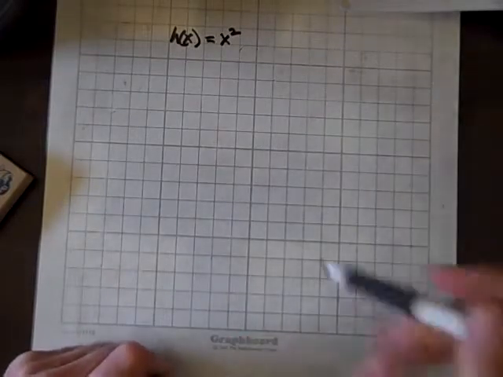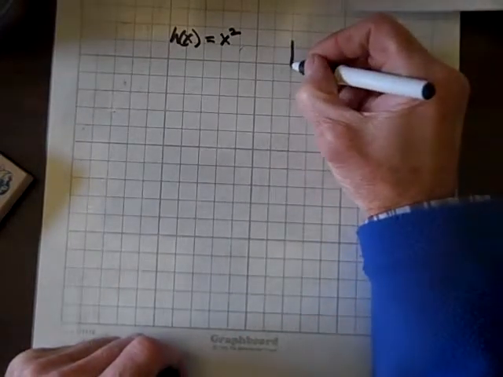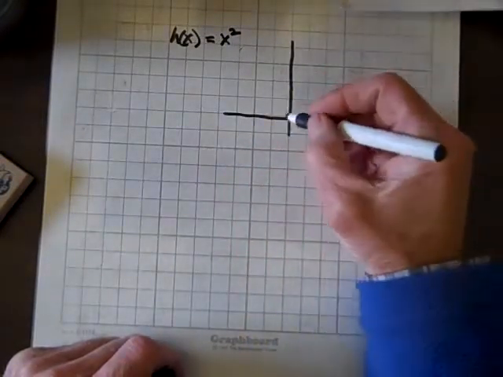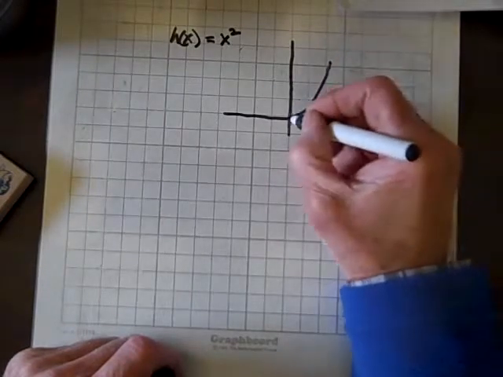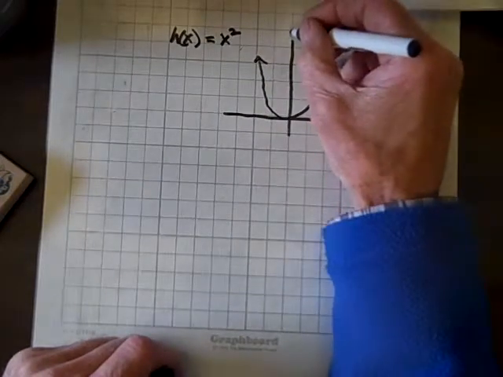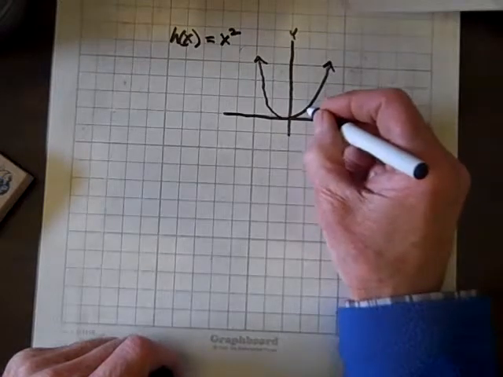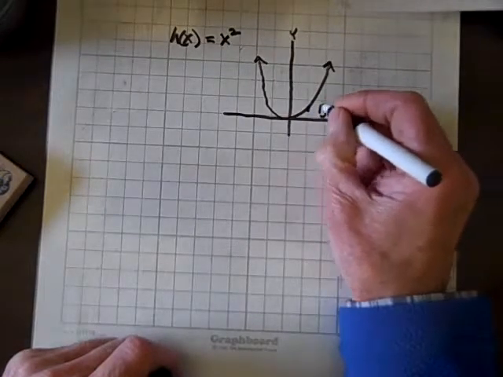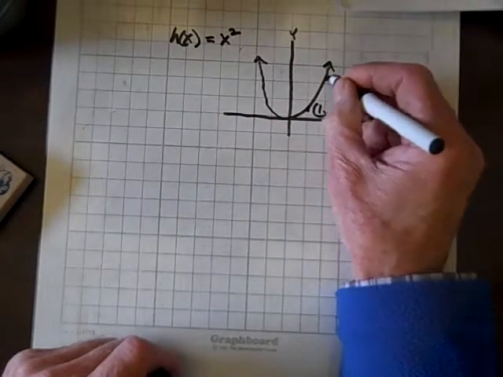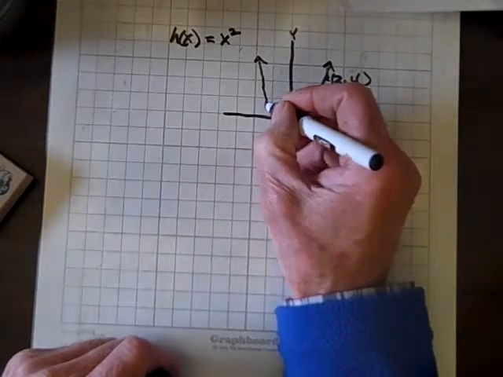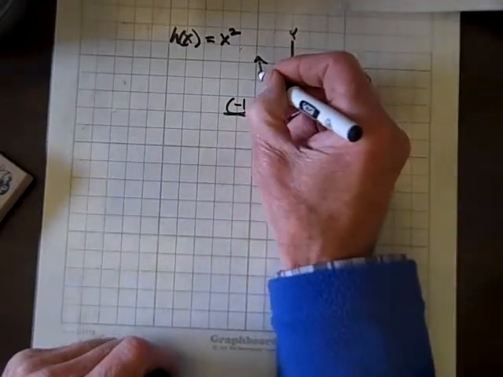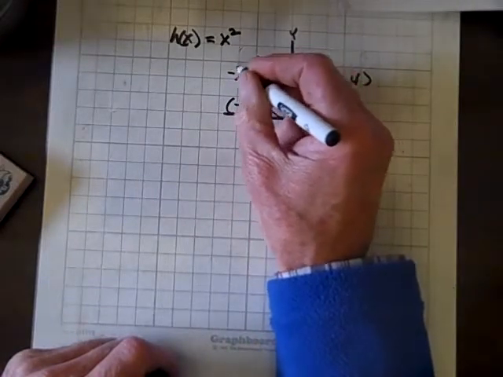We'll start with the function h of x equals x squared. And that's a parabola. And several points on the parabola are (1, 1), (2, 4), (-1, 1), and (-2, 4).